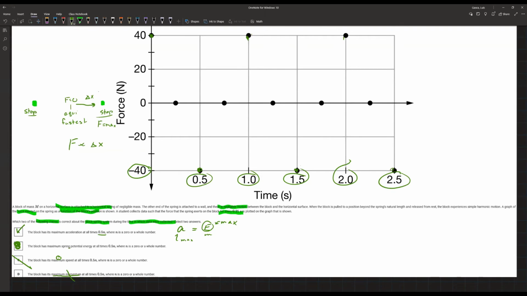The block has maximum spring potential energy at all times where t = 0.5n. And that's because we have the most amount of displacement. And so what we find out is that when Δx is maximum, the force from the spring is maximum, and the spring potential energy is a maximum.